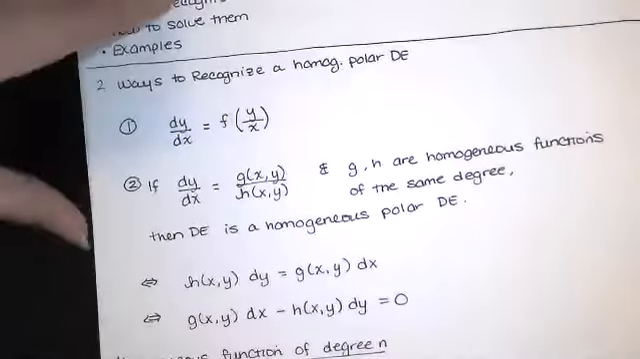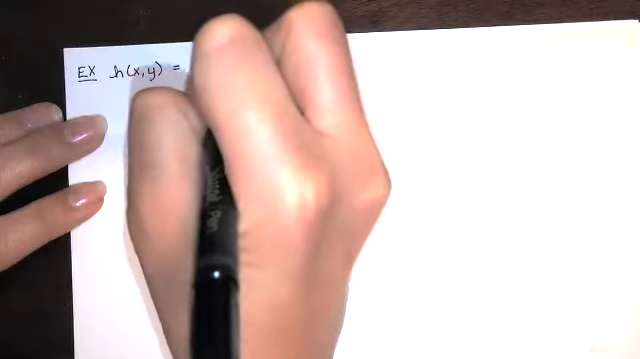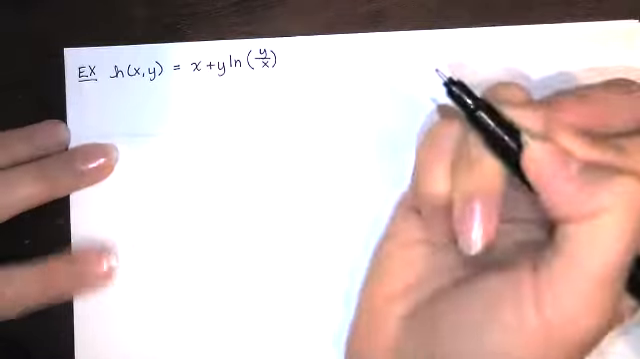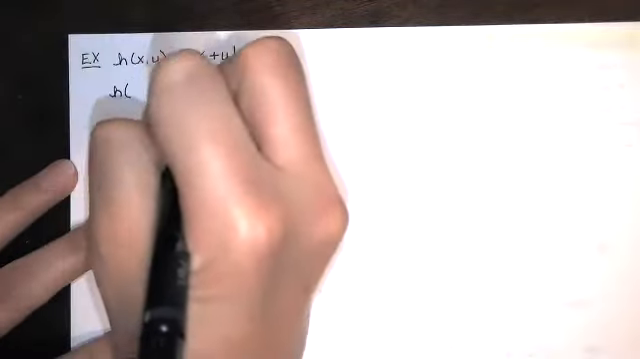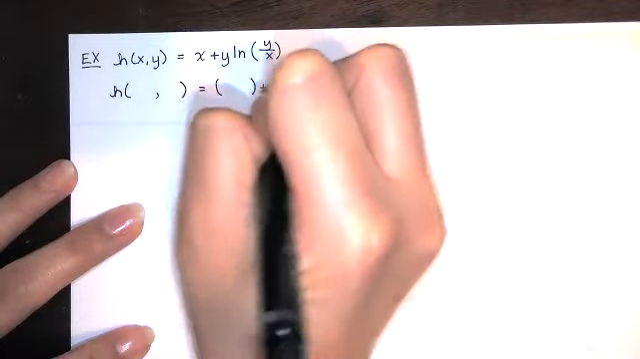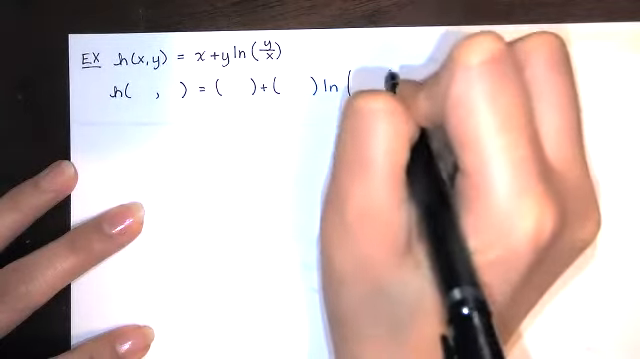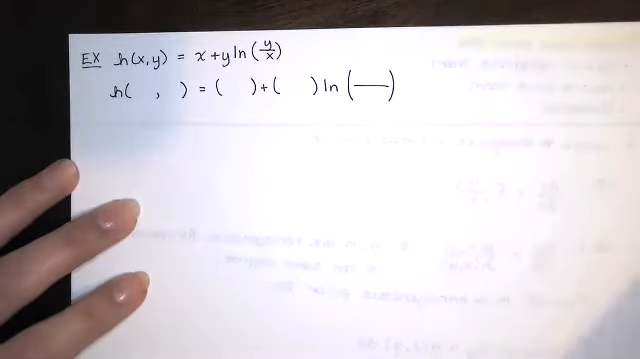Let's look at one more. You might ask yourself, what about this function? Is this function a homogeneous function? Well, the question is, can you replace x with tx and y with ty and factor out a power of t from everything? Well, just to figure that out, let's try it. Let's replace x with tx and y with ty.